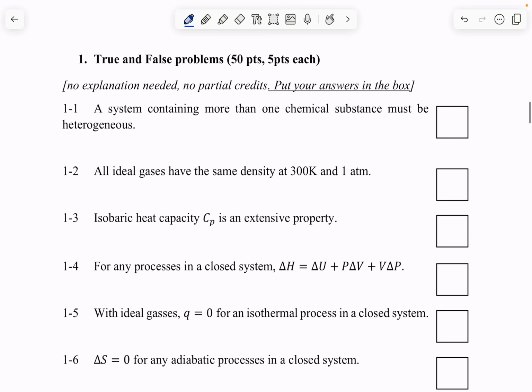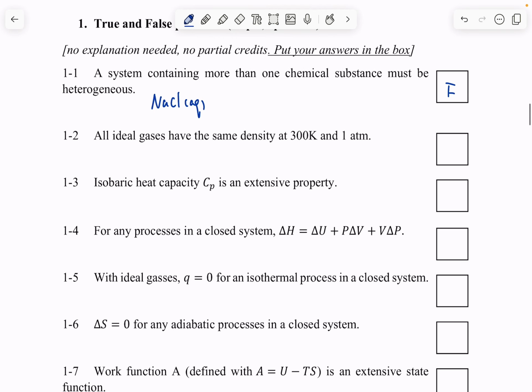We'll read it together and see how to solve each of these problems. First one, a system containing more than one chemical substance must be heterogeneous. So this one is false. One example is a concentrated HCl solution, or a dilute NaCl solution that's homogeneous, but it contains more than one chemical substance.